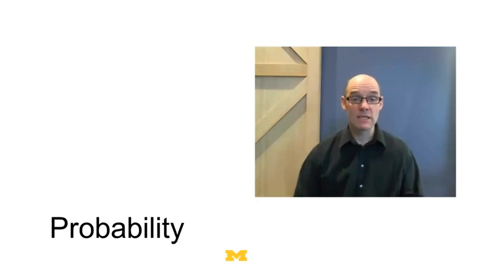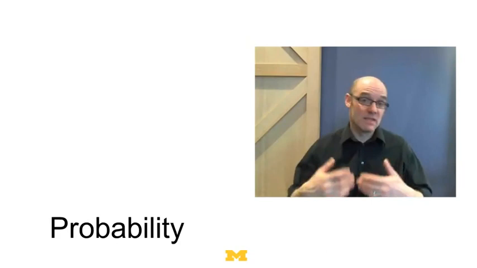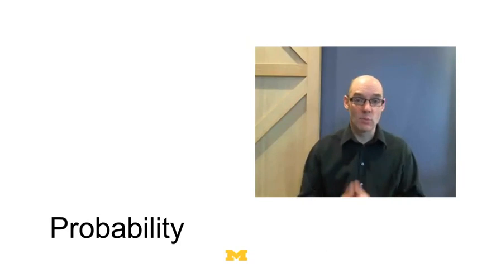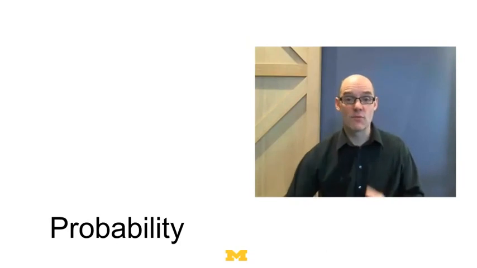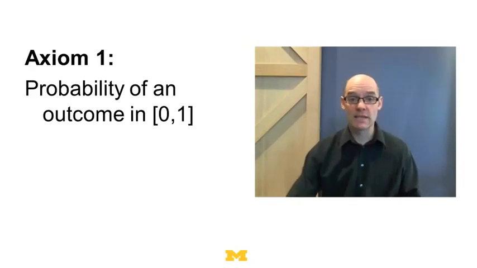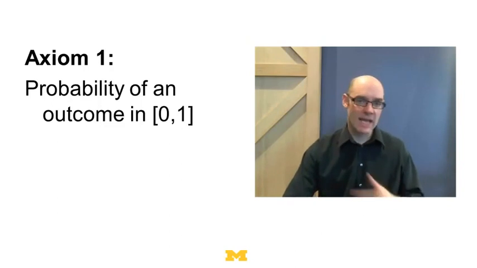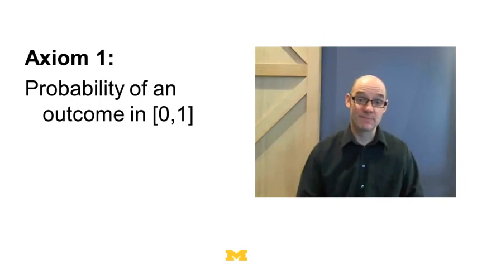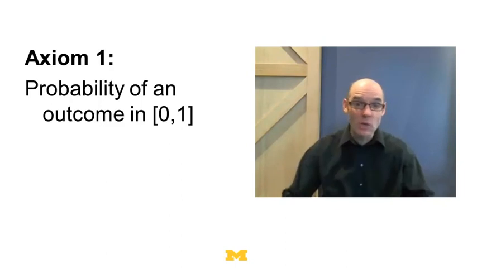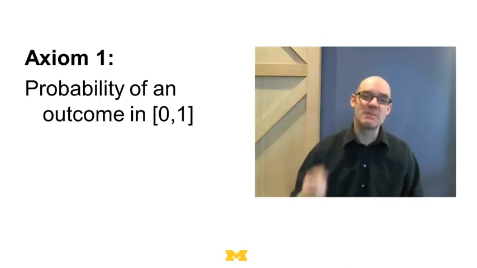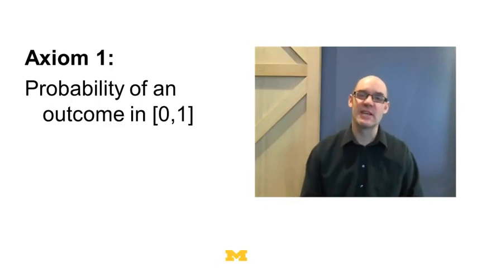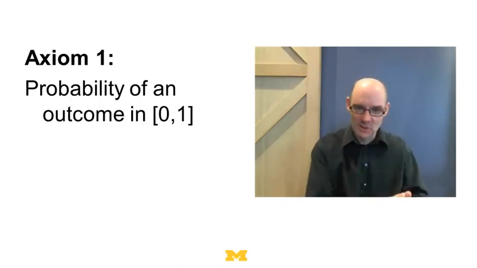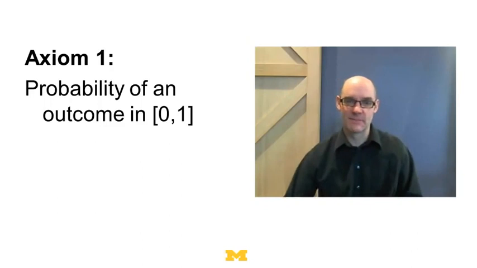So probabilities are just the odds that something happens. And when you write down probabilities, they have to satisfy three axioms. First axiom is that any probability is between 0 and 1. So if something can't happen, it's probability 0. If something's definitely going to happen, it's probability 1. Even if you're totally sure something's going to happen, the probability can't be bigger than 1. So you can't say, I think there's a 110% chance this is going to happen. No, it's got to be between 0% and 100%.